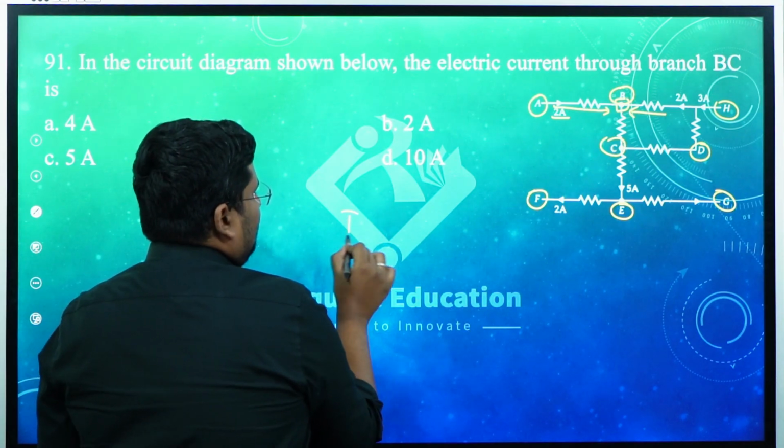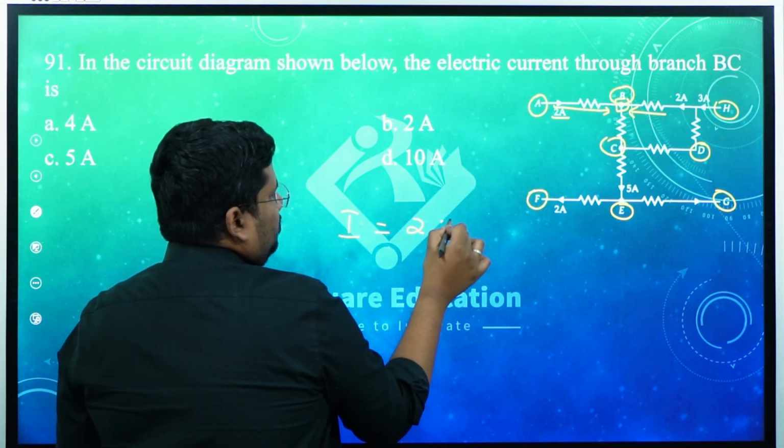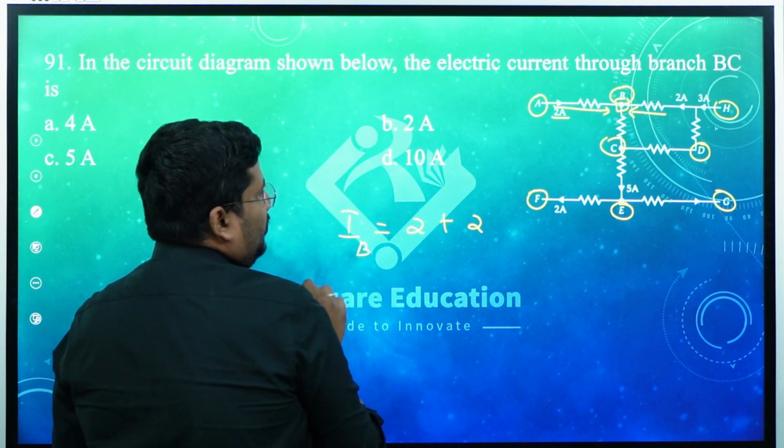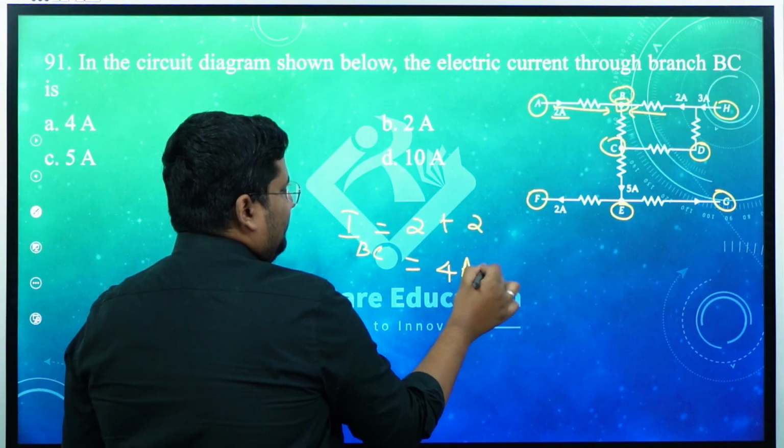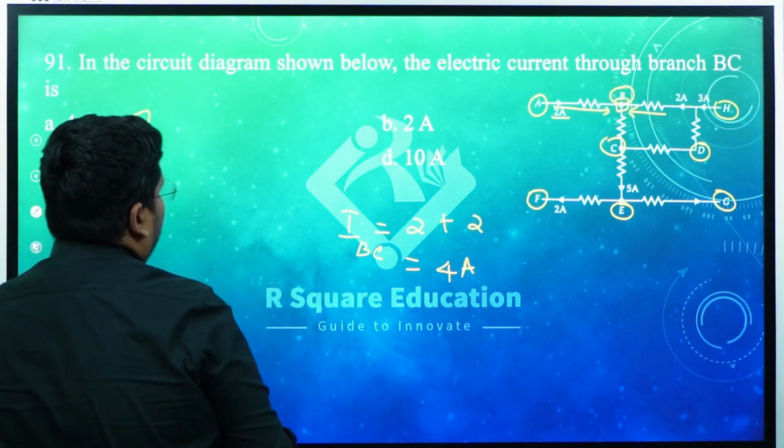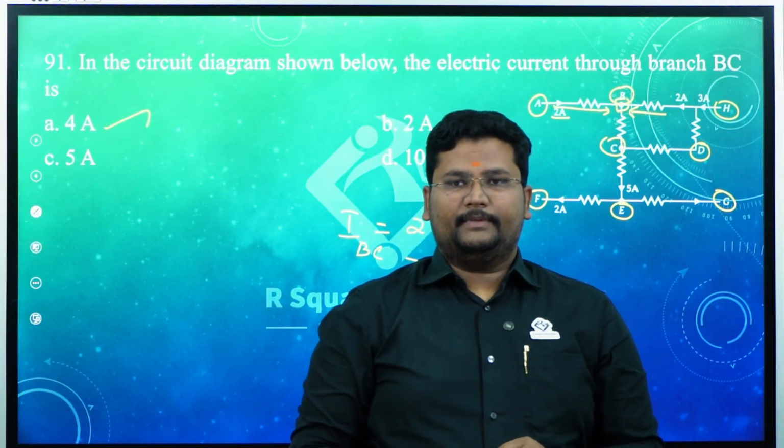So the total current will be equal to what? 2 plus 2. So this is going to be along BC. Yes, so it's totally going to be 4 amperes. So the answer is going to be 4 amperes.